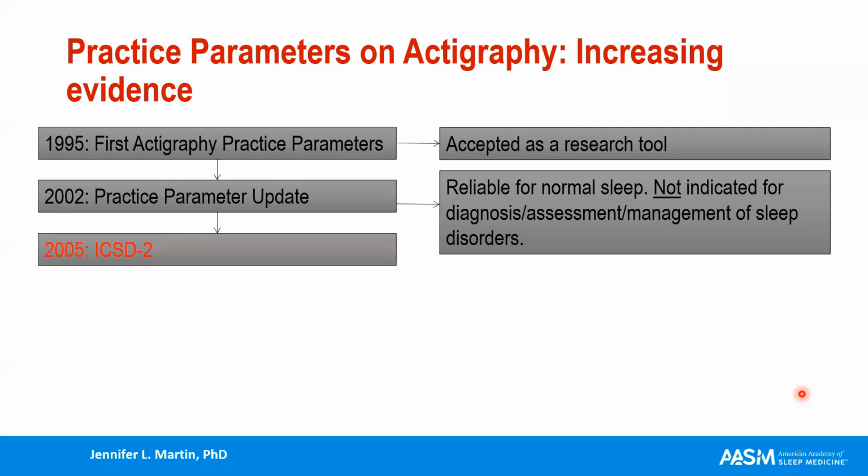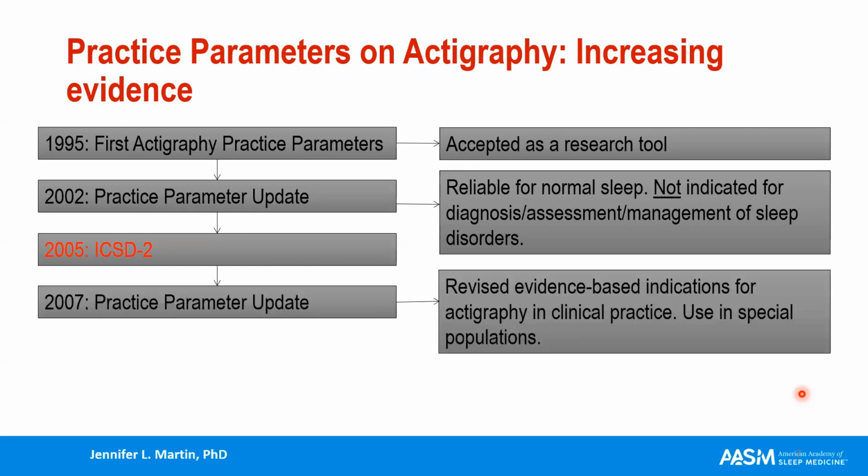And one of the reasons was in the ICSD-2, I think there were some challenges in how we quantify sleep time when we're diagnosing sleep disorders. So that was published in 2005. And then the practice parameters were again updated in 2007. And by this time, by 2007, there actually were a number of studies looking at actigraphy in patients who were part of clinical populations. So in this case, the evidence base had grown substantially over that 5-year period.